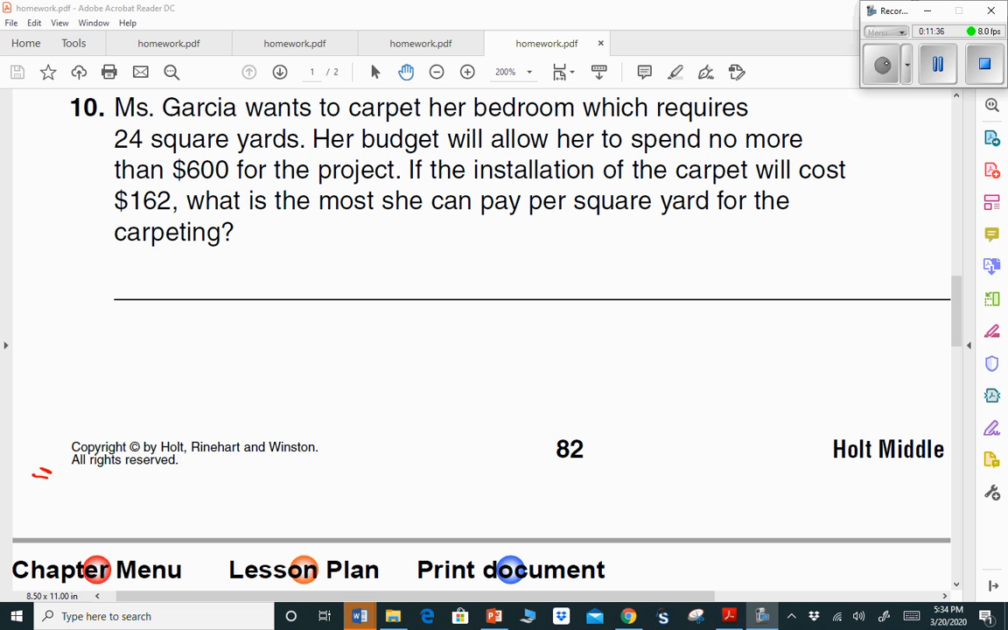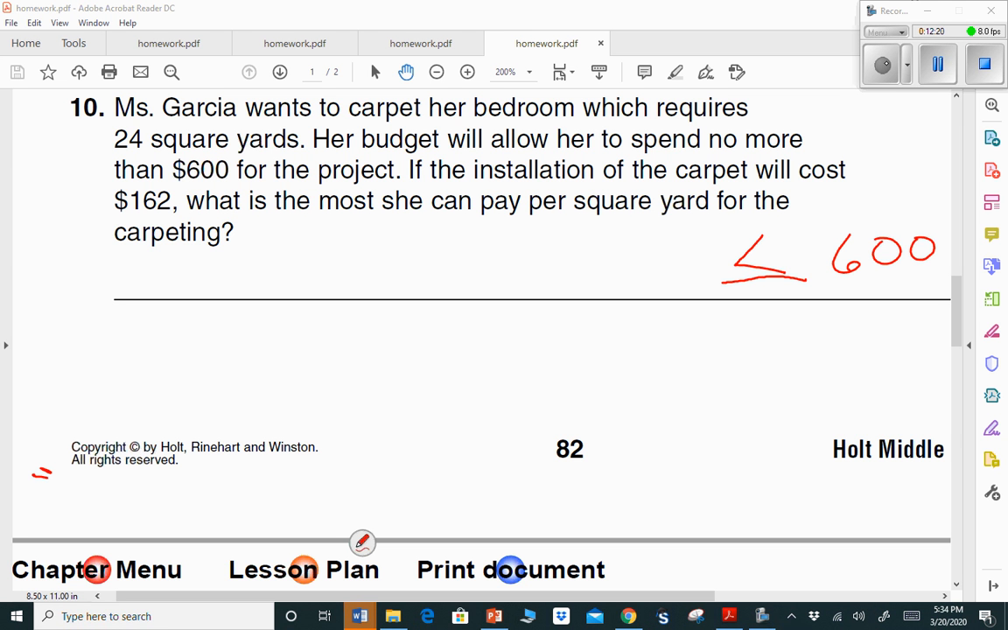Okay, I think you're going to love this one even more, guys. It says Ms. Garcia wants to carpet her bedroom, which requires 24 square yards of carpet. Her budget will allow her to spend no more than $600 for the project. What would that be? No more than $600. Is that greater than or less than? No more than. That would be less than. Do we need the or equal to? We do, because it's okay if she spends exactly $600. So she's going to spend less than or equal to $600.